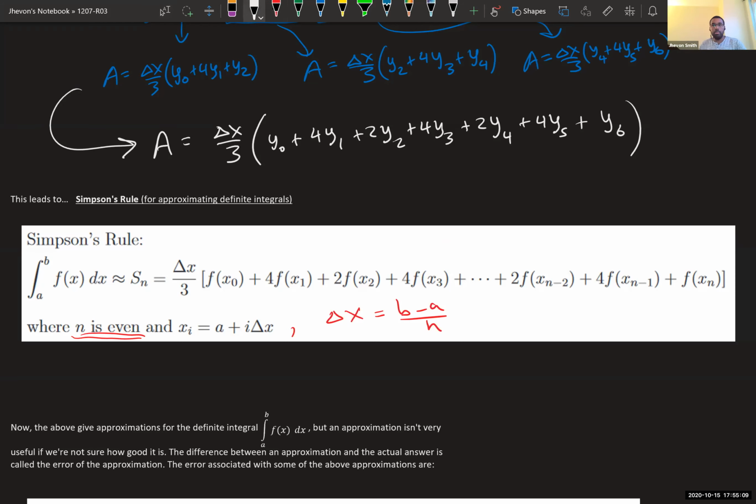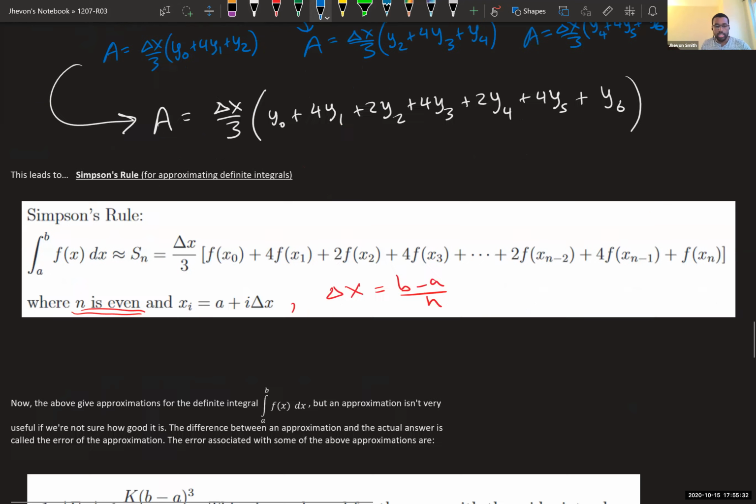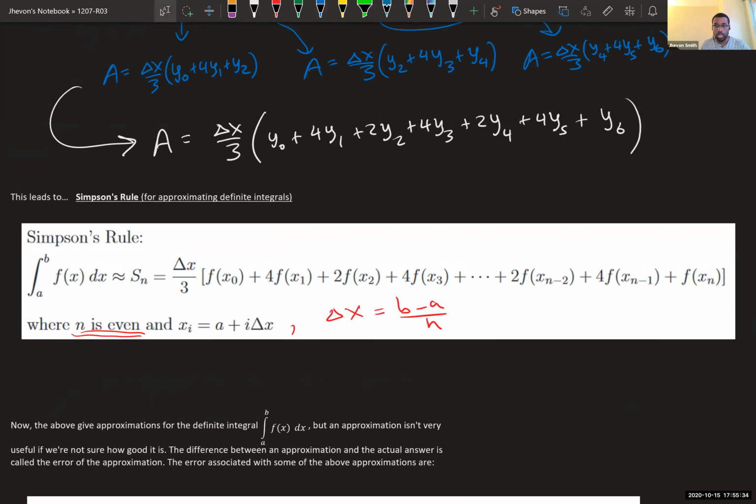And why must n be even? You would notice that I would need 3 points for each parabola, and that takes up 2 subintervals, right? So there are 2 subintervals under each parabola. So each parabola I put up, there need 2 subintervals to span that parabola. So I'll always have an even number of subintervals. And so n has to be even for Simpson's rule.